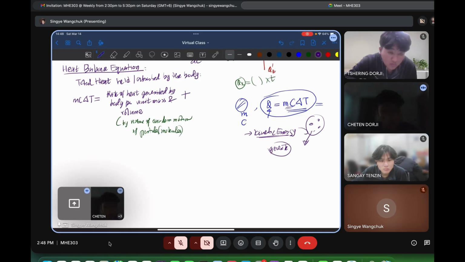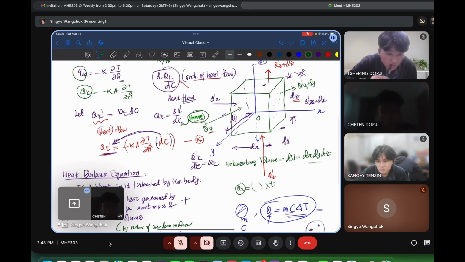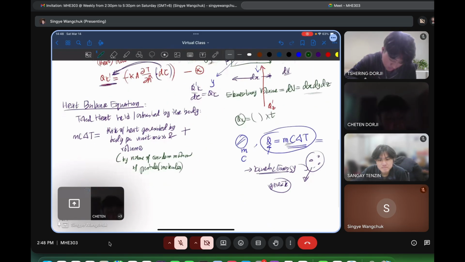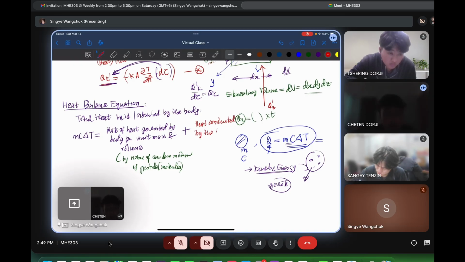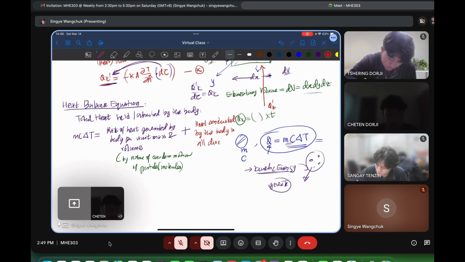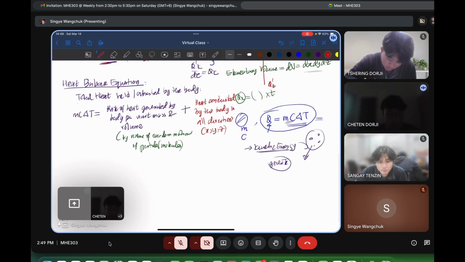Plus there is a flowing of this kind of heats. Different heats qx, q dash x, qy, qz. It will be the sum of heat conducted by the body in all directions, which is x, y, z. Agree? So this is the general heat balance equation.